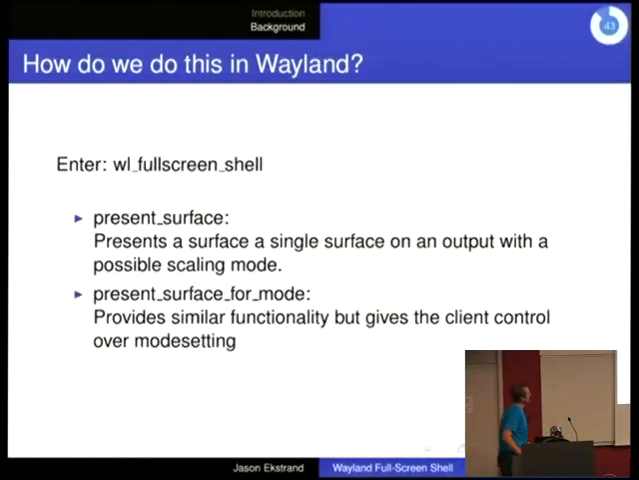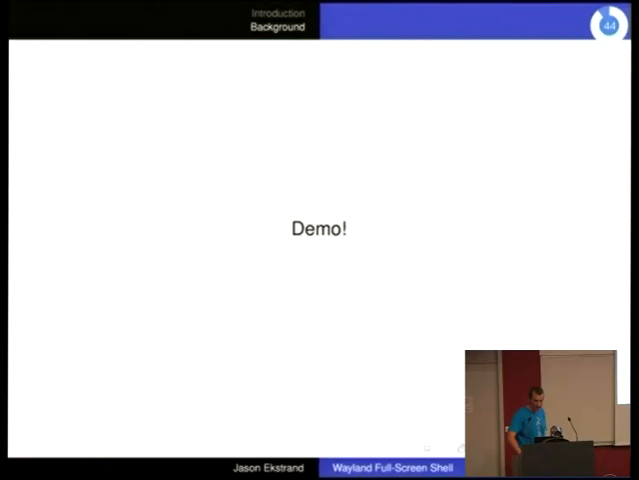The other is a little bit more complicated. Present surface for mode, where you say, put the surface on this output and use the surface size for your output mode, use this refresh rate, and it gives you control over at least some rudimentary mode setting. Between these two, once we have a surface on an output, then we can just use the rest of the Wayland protocol to talk to the surface, and everything is just as per normal.